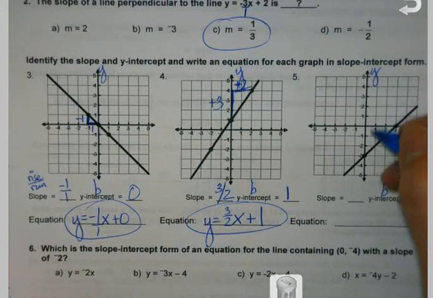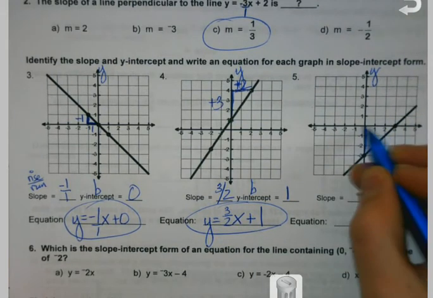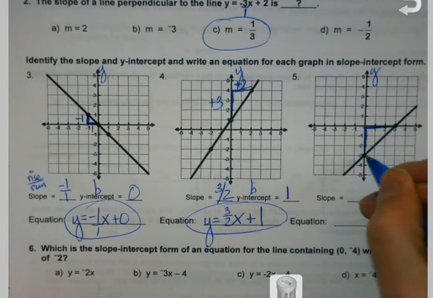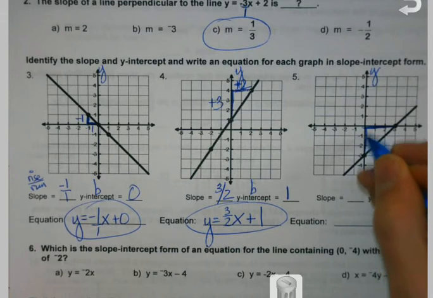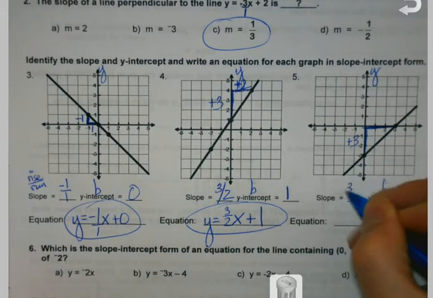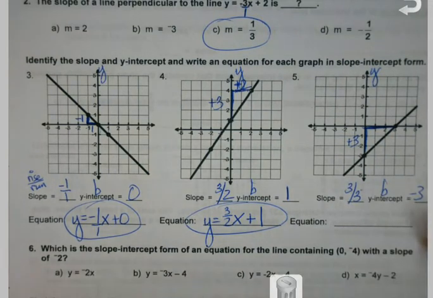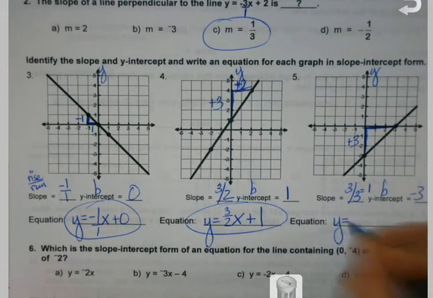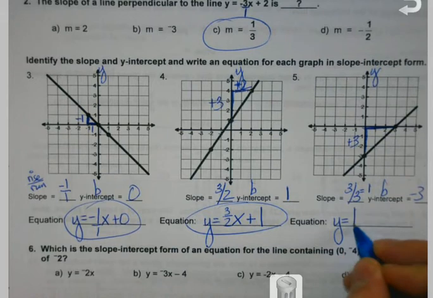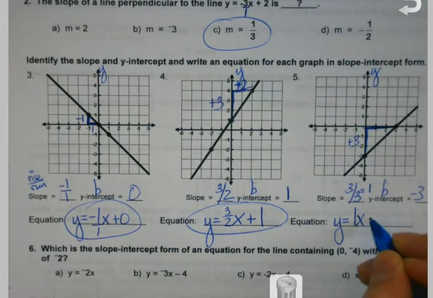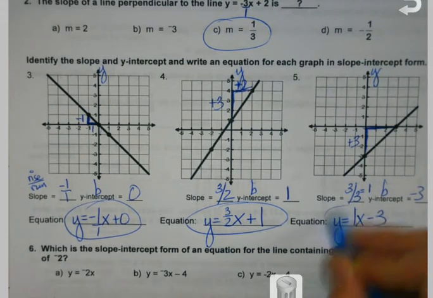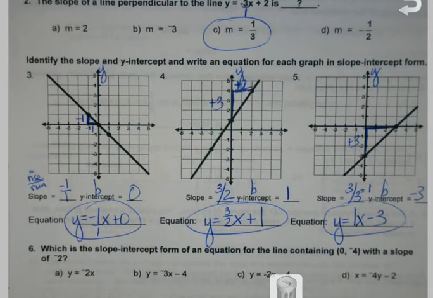Last one. Only got 2 dots this time, so I don't have a lot of choices here. So again, up or down first, that always goes on top. 1, 2, 3. I went up, so that's positive. I went right. 1, 2, 3. That's positive. But what's 3 divided by 3 going to be? Yeah, it's just 1. So y equals 1x. And you can write plus -3, but I'd just write the -3. But either one would be correct.